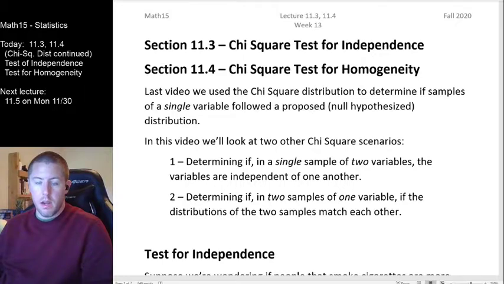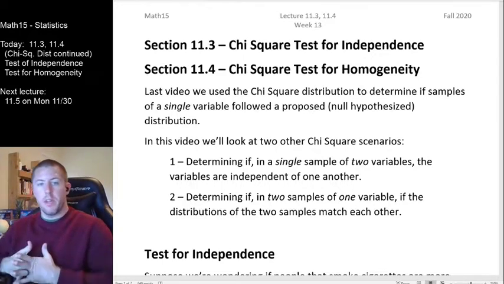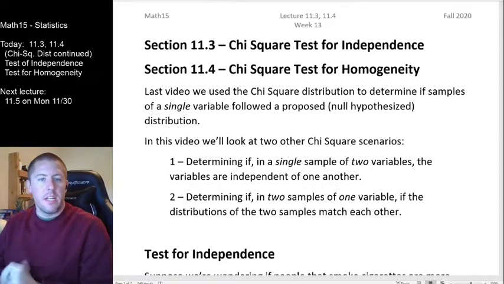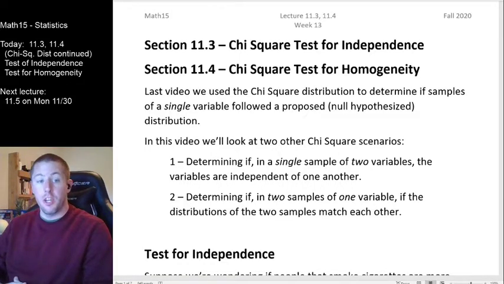We are here on the second video of week 13. We've been talking about our chi-squared tests, and today we're going to carry on with that. We're going to get two new chi-squared tests, and the good news for us is that the calculations associated with them are going to be very, very closely related, so we're going to have some pretty similar calculations going on.